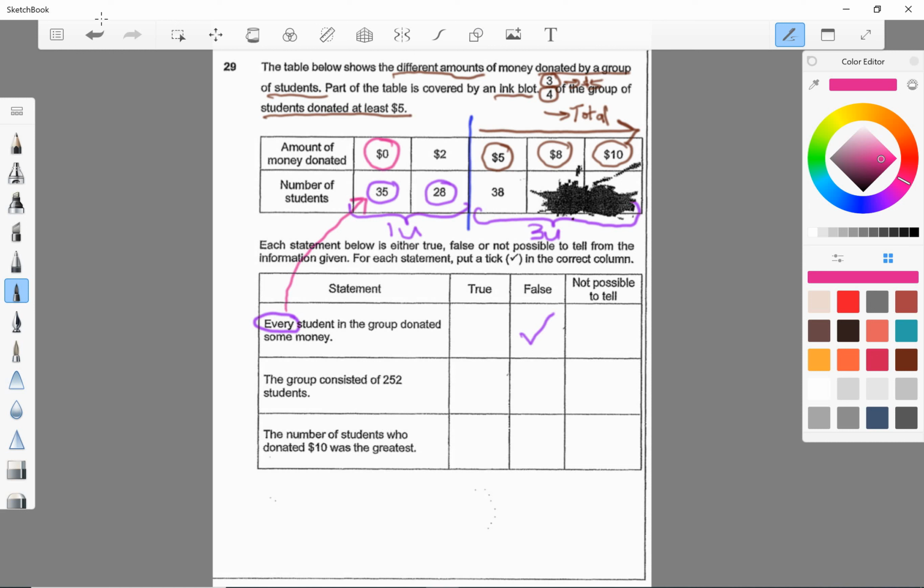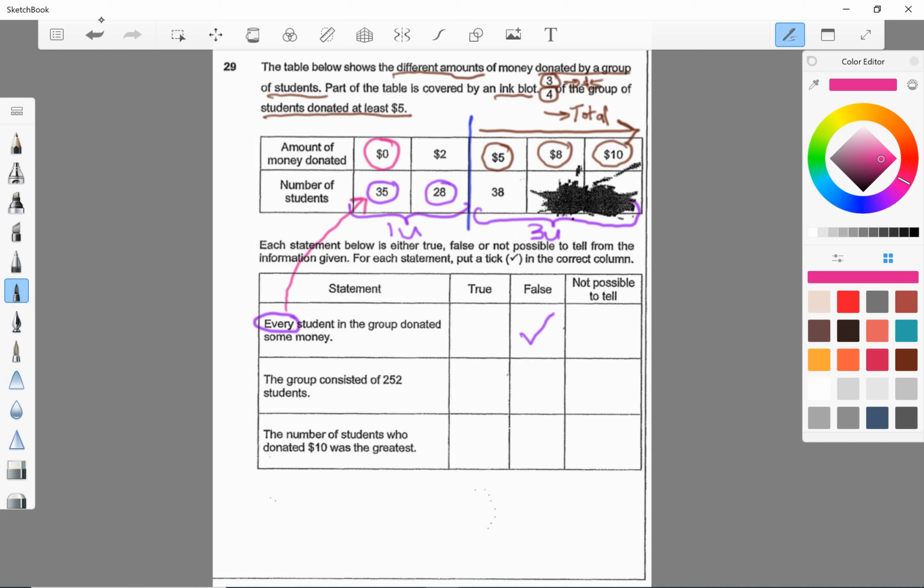So it has got to be a false statement. Now, statement number 2. The group consisted of 252 students. Is that true? Let us find out. We have already ascertained that the 1 unit, the 1 quarter of the group belongs to those who donated $0 and $2.